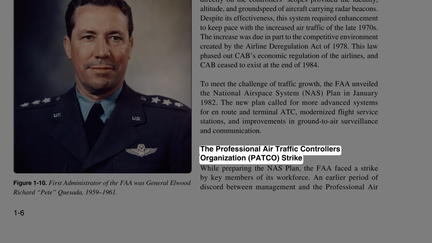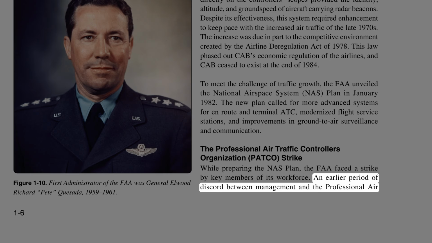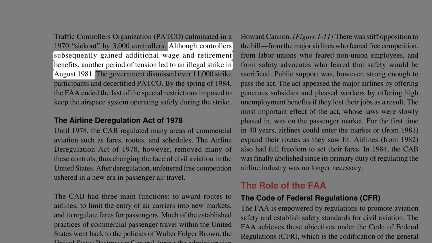The Professional Air Traffic Controllers Organization (PATCO) strike. While preparing the NAS plan, the FAA faced a strike by key members of its workforce. An earlier period of discord between management and the Professional Air Traffic Controllers Organization (PATCO) culminated in a 1970 sickout by 3,000 controllers. Although controllers subsequently gained additional wage and retirement benefits, another period of tension led to an illegal strike in August 1981.